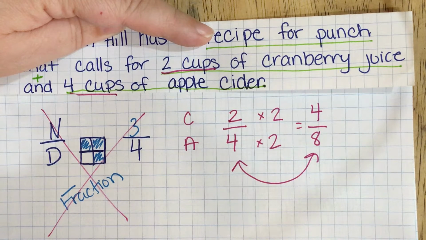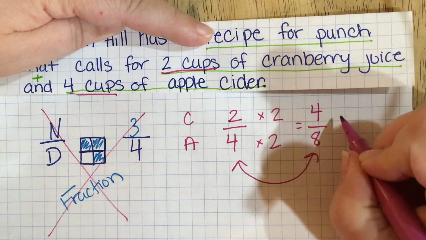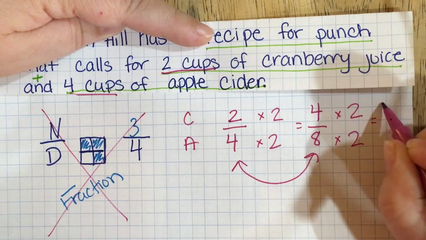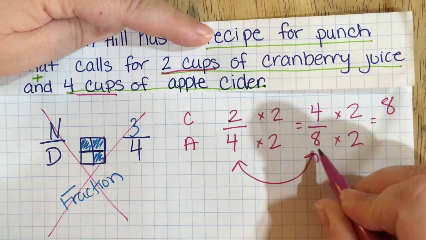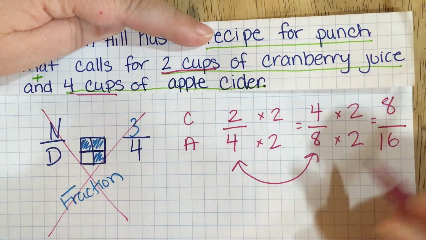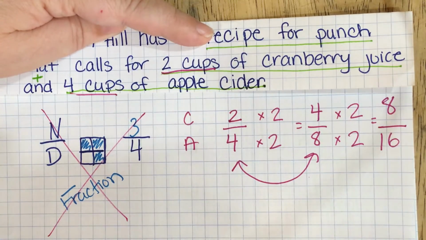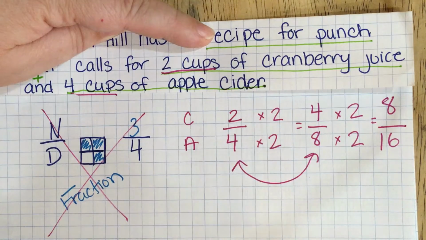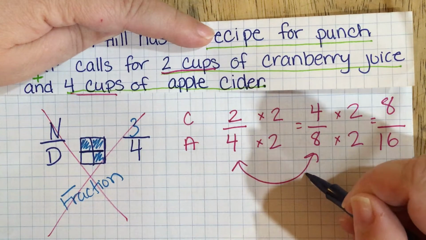Let's see, maybe I'm going to double it again. Maybe I'm going to say 2 times 2, right? 4 times 2 is 8. 8 times 2 is 16. These are equivalent. And we can kind of show you what that means the same way we would show you equivalent fractions.